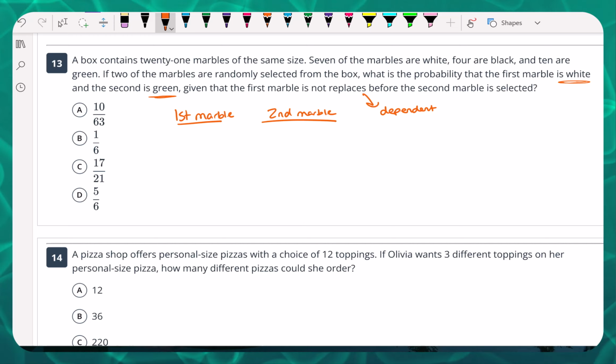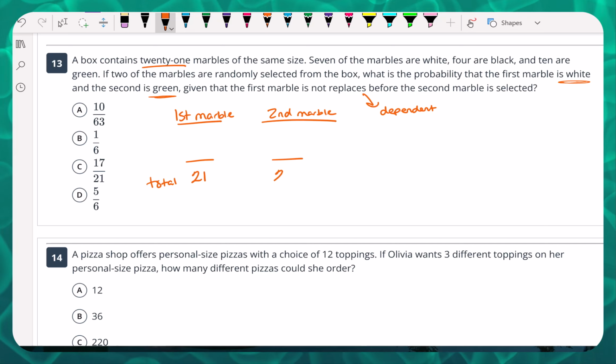So here's what we need to do. We need to focus on what the total count is for each selection. So it says I've got 21 marbles of the same size. So I've got 21 marbles in that first pool. If I take one marble out and I don't replace it, how many do I have left? I have 20 total for that second pool.